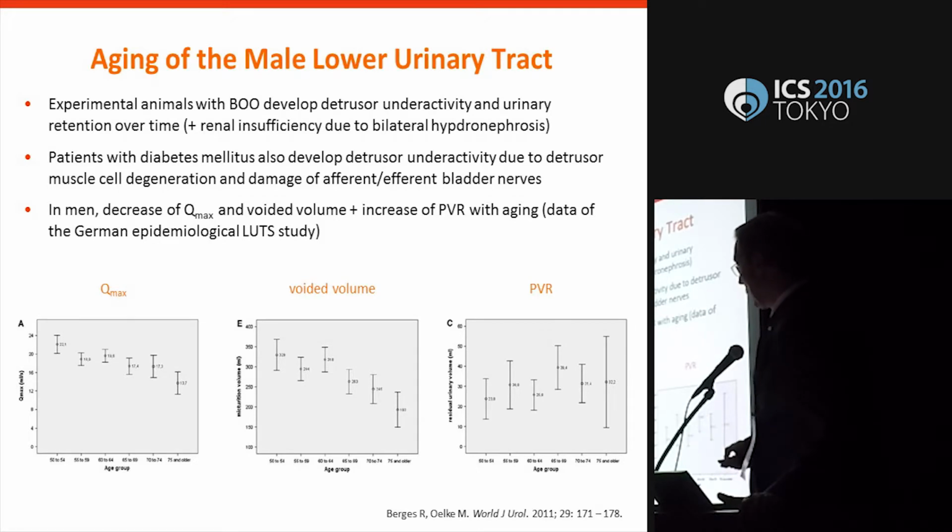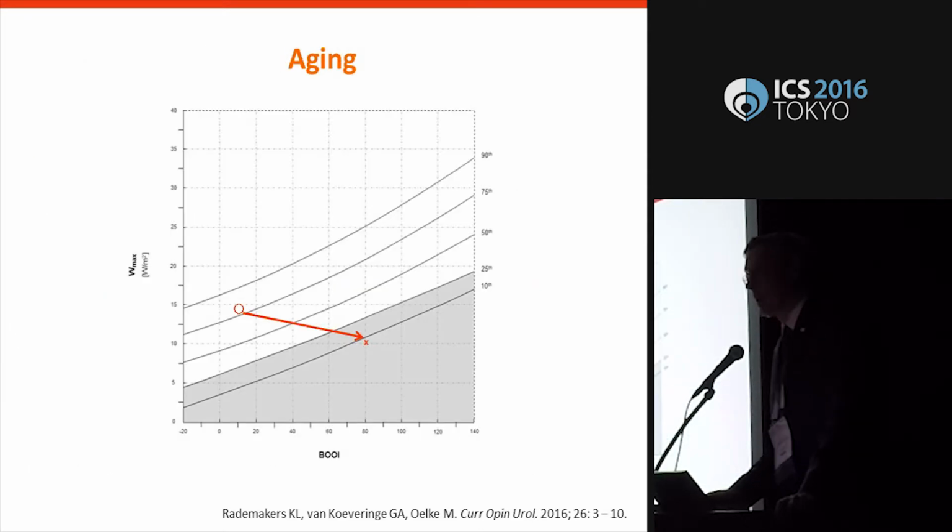And we defined the Qmax according to the age group. So what is a normal Qmax for somebody who is healthy? Between 50 and 55, 56 to 60, and so on until 75 years or older, and the voided volume and PVR. You can see that with aging there's a decrease in maximum urinary flow rate, there is a decrease in voided volume, and there's a slight increase in post-void residual urine. So what's happening with aging?